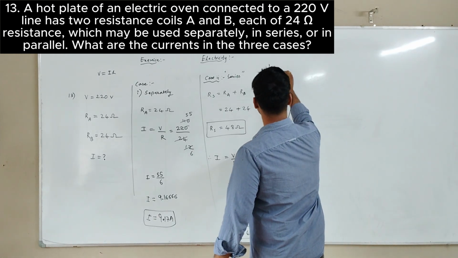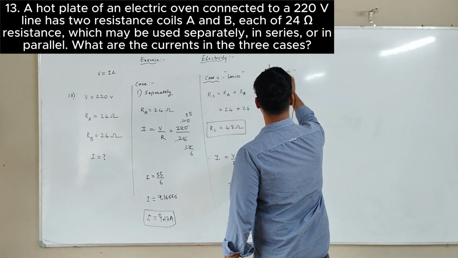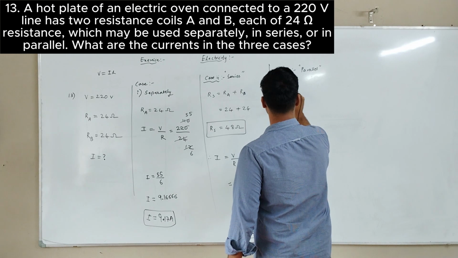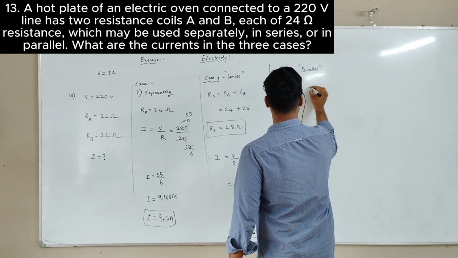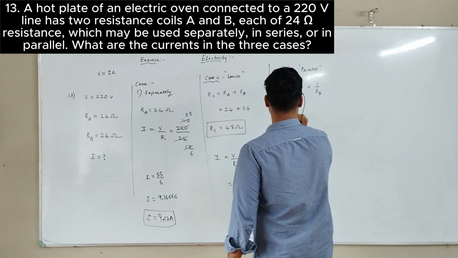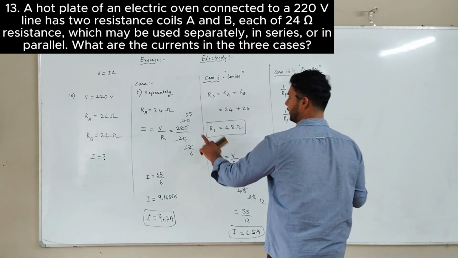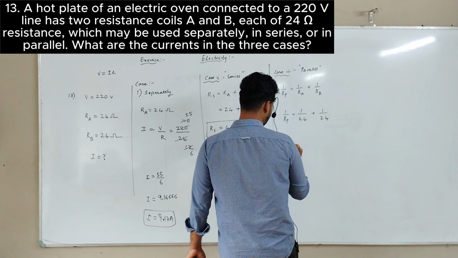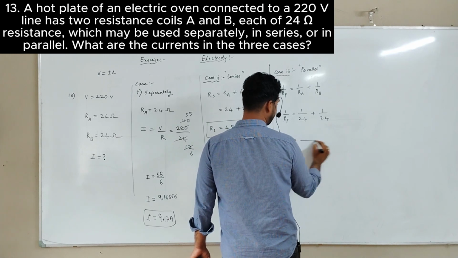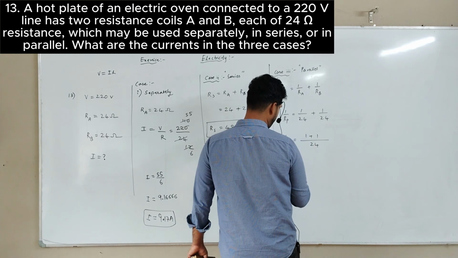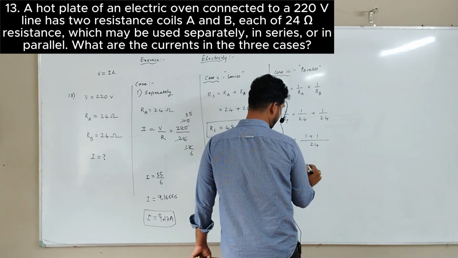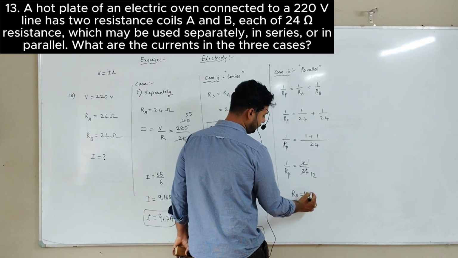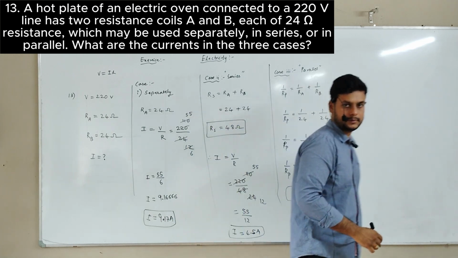Third case. Case 3, we will take a parallel. So if I take parallel, I should do again 1 by Rp is equal to 1 by Ra plus 1 by Rb. Ra is 24, Rb is also 24. 1 by 24 plus 1 by 24. LCM will be 24 only. 1 plus 1, 1 by Rp is equal to 2 by 24, 2 ones are 12, so Rp is 12 ohm. Any doubts? So Rp is 12 ohm.